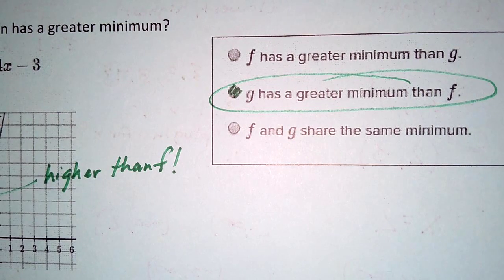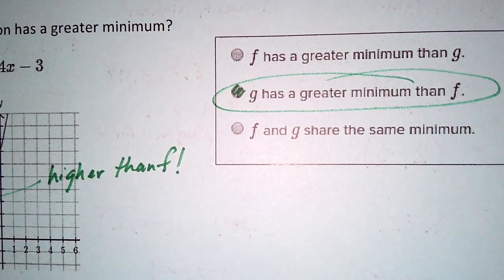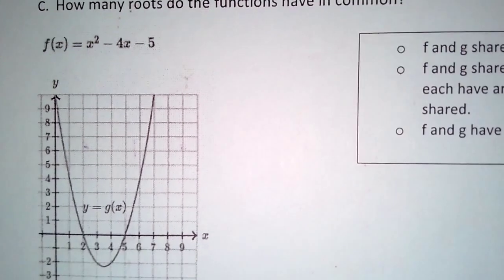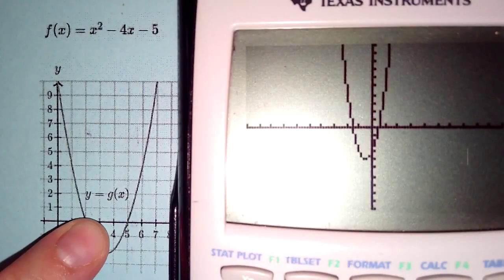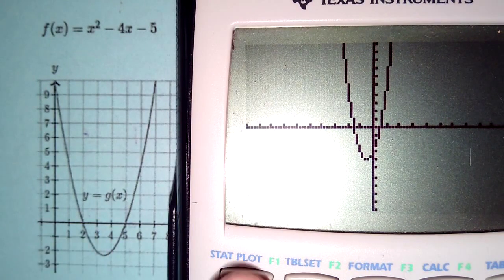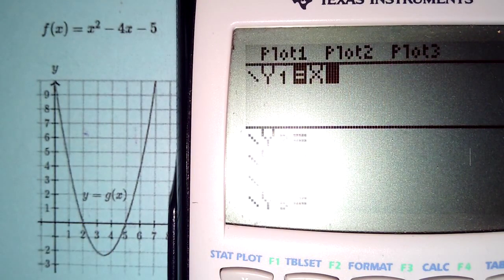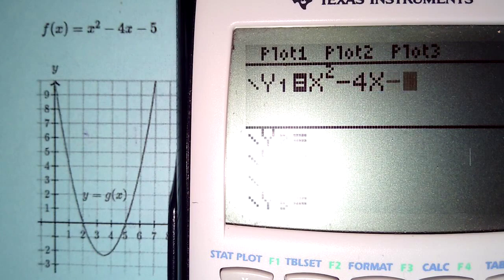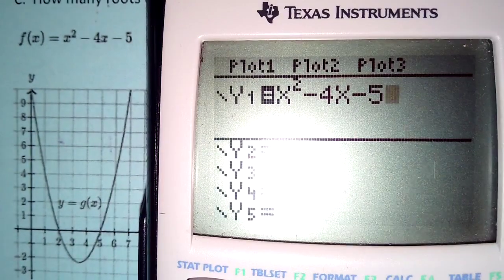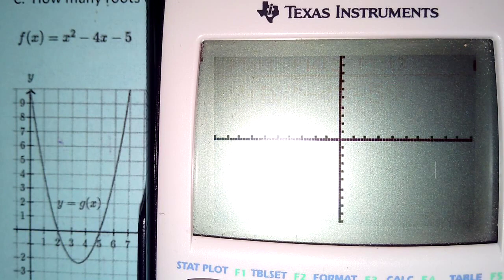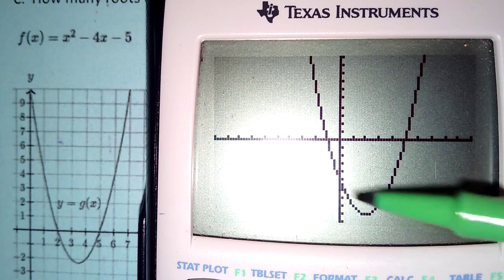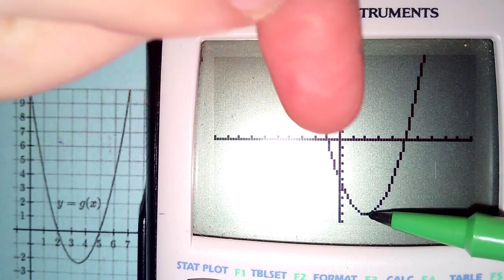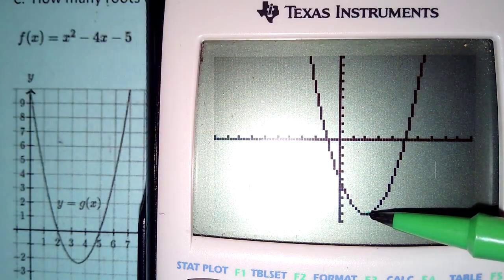See, how many roots do the functions have in common? That's what we're analyzing now. Roots means x-intercepts. So my G is on the graph. My F I'm going to put in my calculator. So clear that out. X squared minus 4x minus 5. I'm going to press graph just so I can see what's going on. All right, oof, that swoops way down. But I can kind of see where it crosses. I'm noticing that it turns around about here, which looks like about 3 negative something.